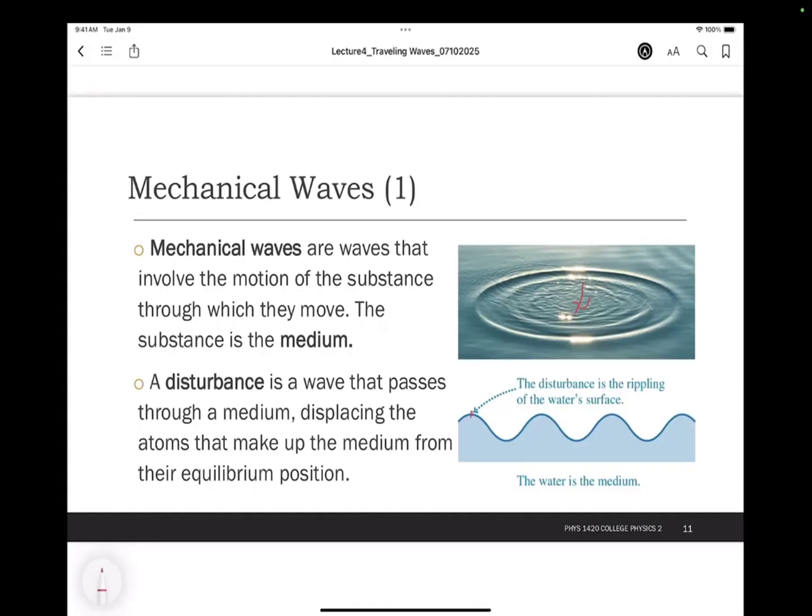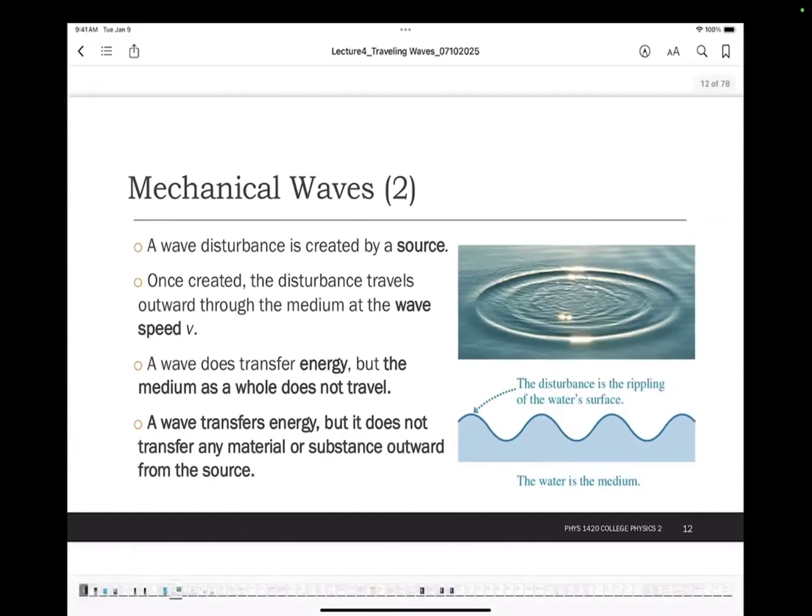This is a disturbance, and the water is a medium. Am I right? So these are some terms we need to know for mechanical waves. A wave's disturbance is created by a source. Usually there will be a source to generate this disturbance.